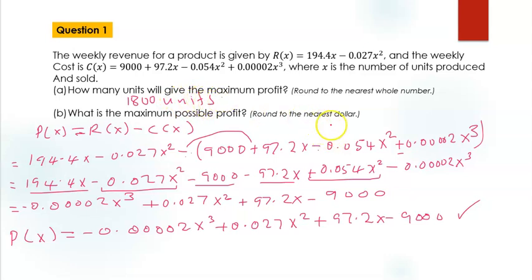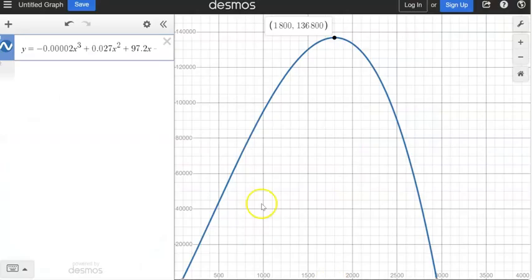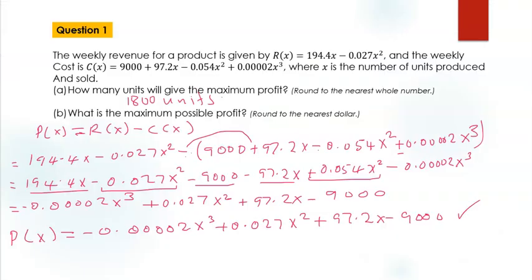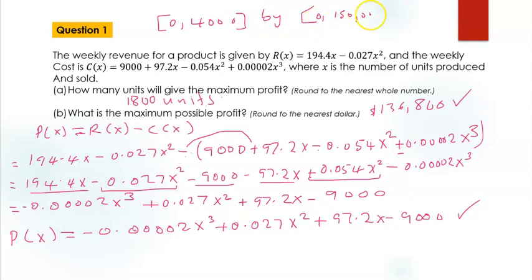And what is the maximum profit? We have found the maximum profit here to be $136,800. That is when you use Desmos. And by using Desmos, we have seen that we are using the window x should lie between 0 and 4000, and y should lie between 0 and 150,000.